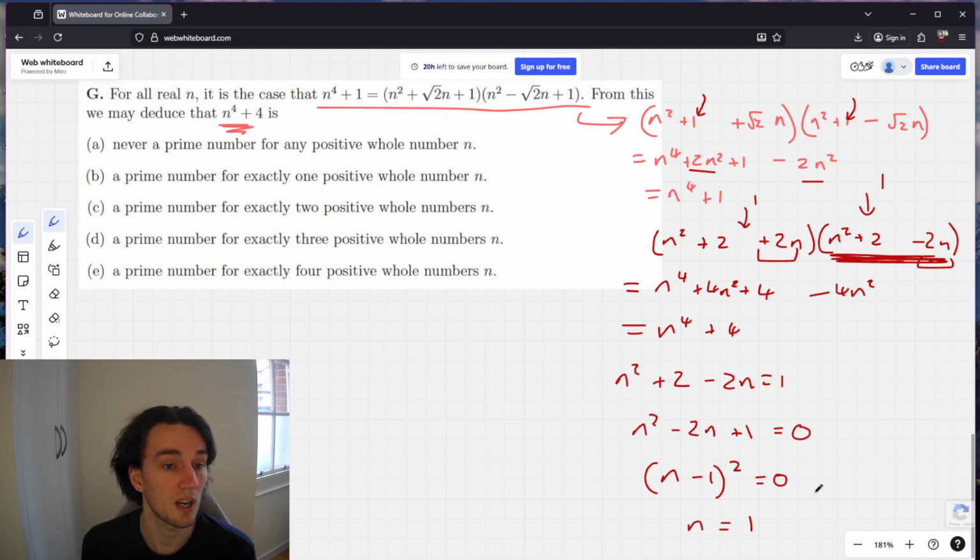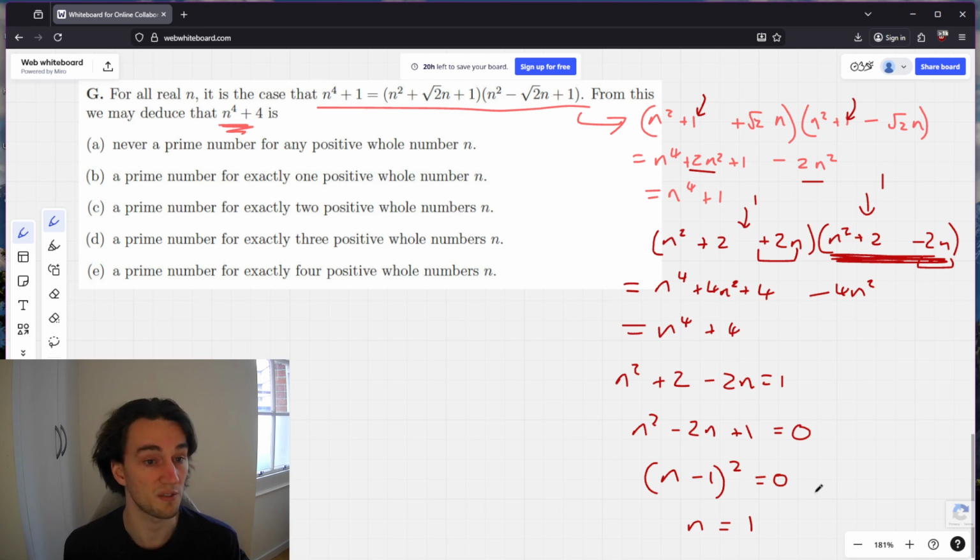Probably worth quickly verifying here. n to the 4 plus 4. That's going to give us 1 plus 4, which is 5, which is indeed prime. Maybe we could plug in 2. Well, we already know that's going to give us an even number if we try to plug that in here. So, seems to be working okay. We can choose answer B.